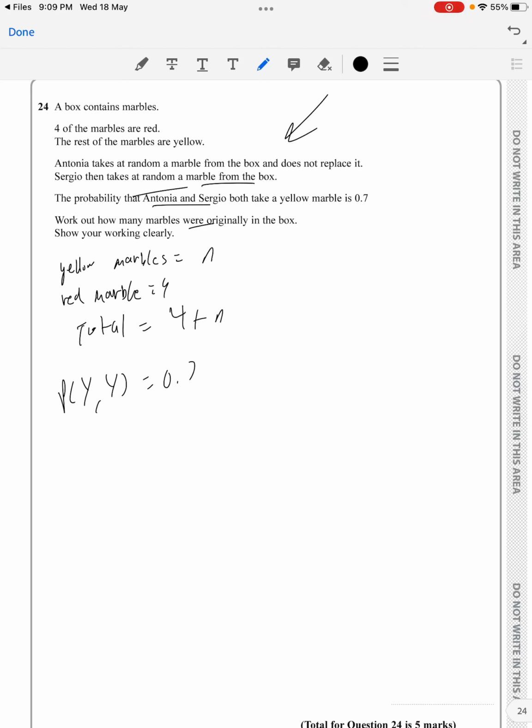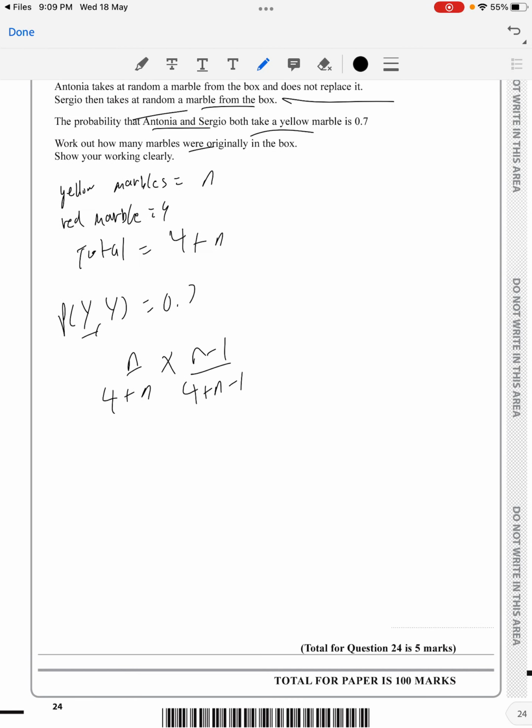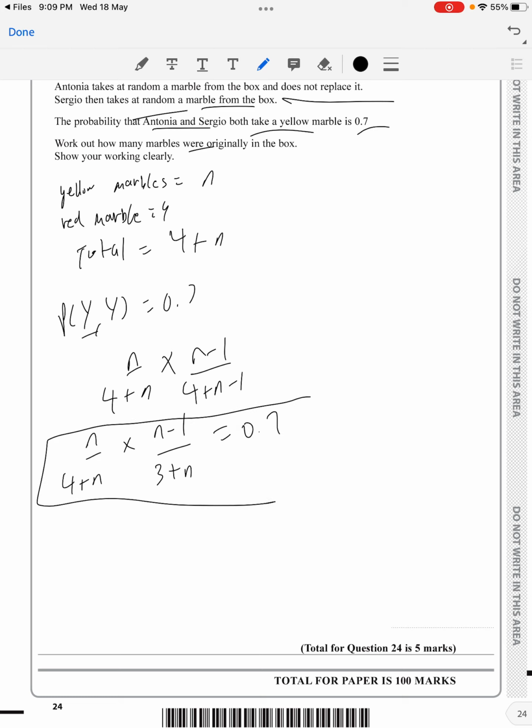So the probability of getting yellow the first try, since Antonio doesn't replace it, it's clearly stated there. So what you can do is that first probability of getting a yellow out of the total is n over 4 plus n, times, since they both take a yellow marble, it should be related to multiplication, n minus 1 over 3 plus n, since they do not put it back and you subtract that value as well. So you should be getting n divided by 4 plus n times n minus 1 divided by 3 plus n, is equal to 0.7.